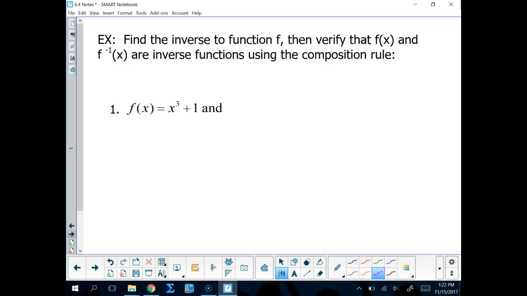Find the inverse of f, and then verify that they are inverse functions.